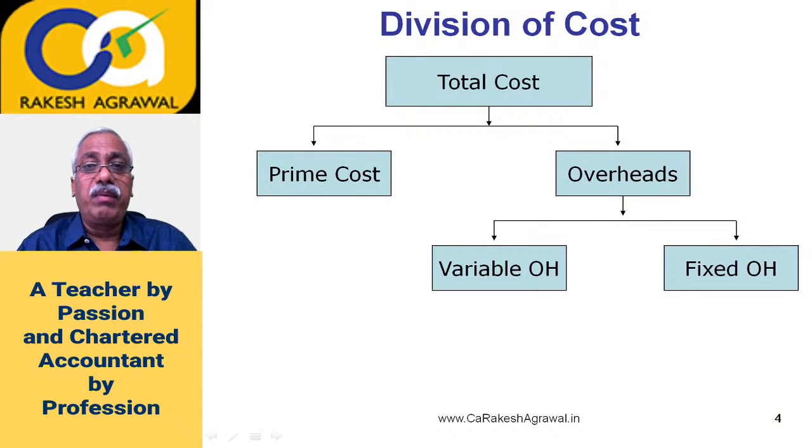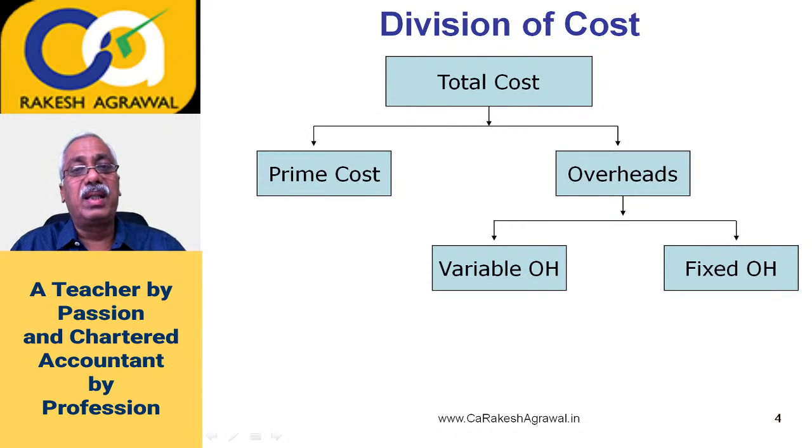Now, you'll say then what will happen to factory overheads? There is no problem. Factory overheads may be there, but you have to split the factory overheads into two parts, variable factory overheads, fixed factory overheads. If there are administration overheads, split it in two parts, variable administration overheads and fixed administration overheads. Selling and distribution overheads again in two parts, variable selling and distribution and fixed selling and distribution. It means we want all costs to be classified into variable and fixed.